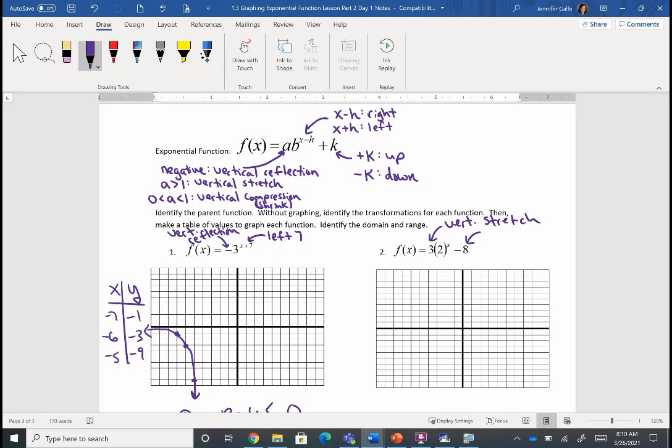And then the -8 off the end. The -8's not part of the exponent, so the -8 is like our k up here. Minus k, we're going to go down. We're going to go down 8. So our graph should be moved down 8, and it should go up faster. So it's going to look like it kind of hugs that y-axis a little more closely.